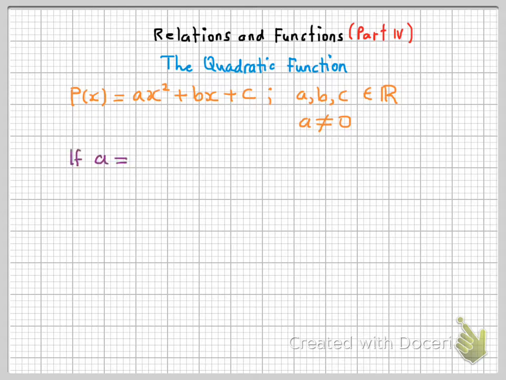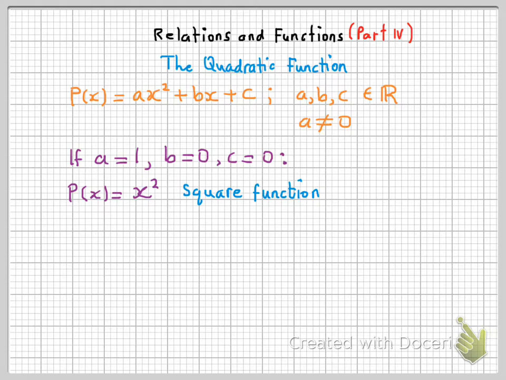Now specifically, if we let a be 1, b be 0, and c be 0, what do we have? Well, our p of x will just become as shown. It will become x squared. B times x will just be 0 times x, and c will just be 0, so that goes away. You have p of x equals x squared. This means that this function p takes on a real number and relates it to the square of that real number.